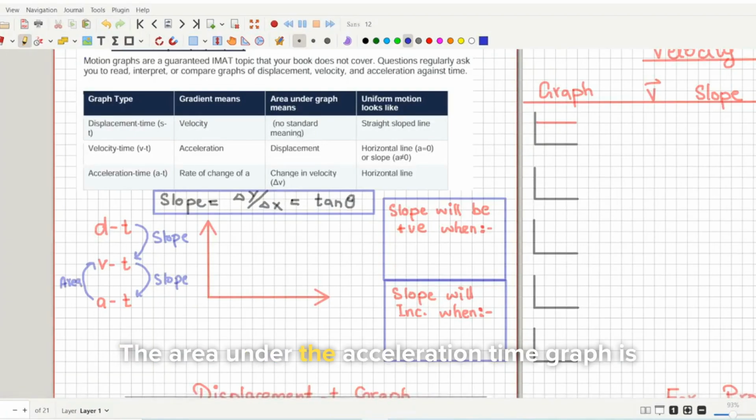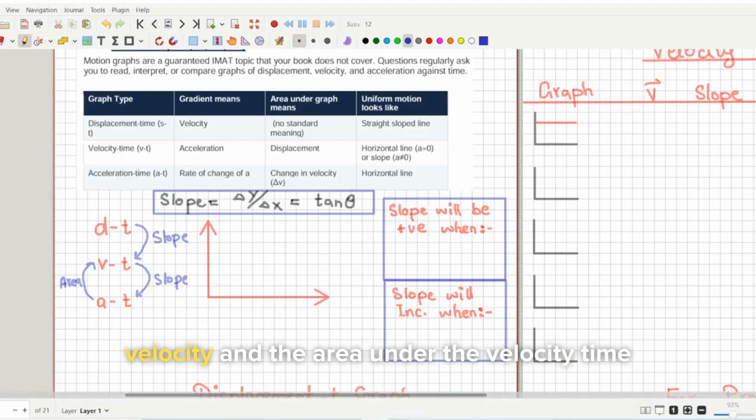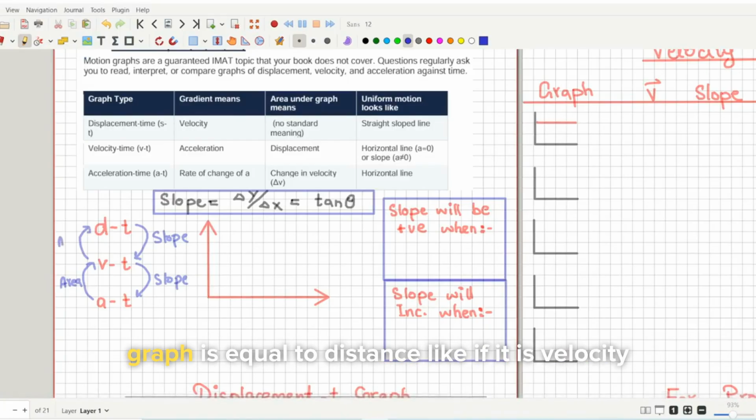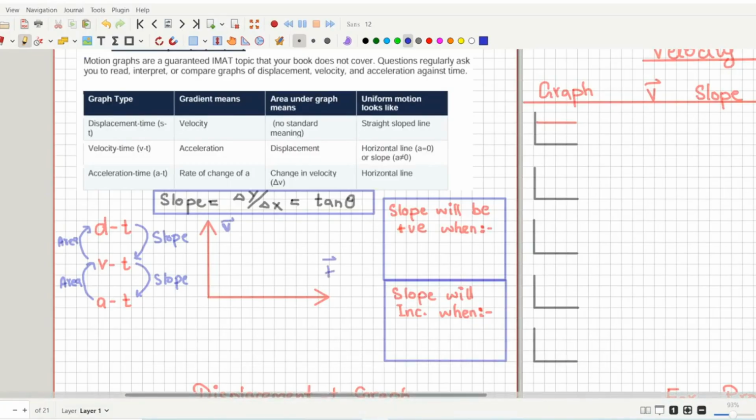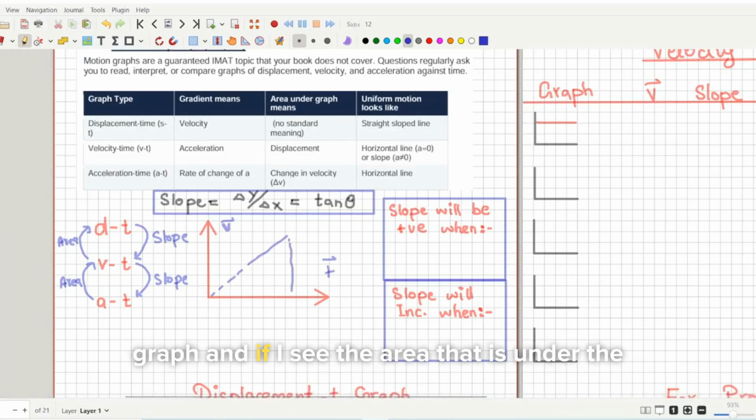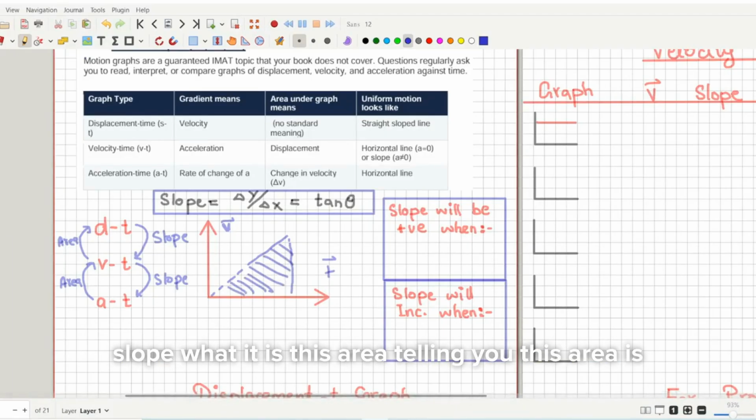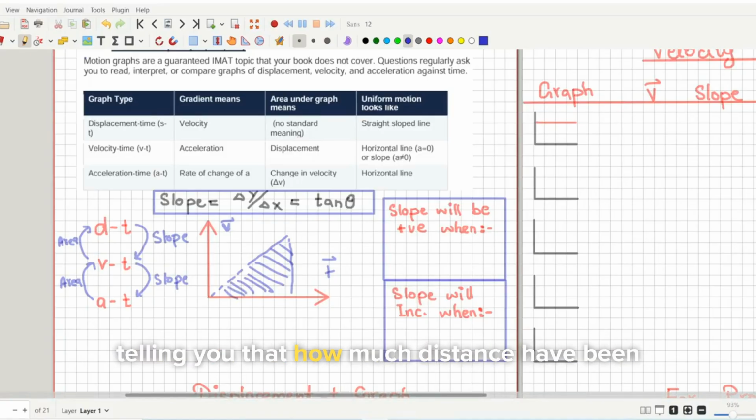The area under the acceleration time graph is velocity, and the area under the velocity time graph is equal to distance. Like if it is a velocity time graph, let me write it down for you. If I look at the area under the slope, what is this area telling you? This area is telling you how much distance has been covered.